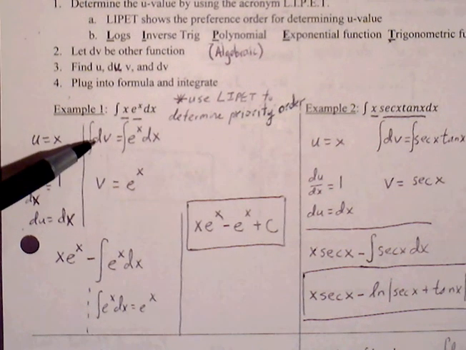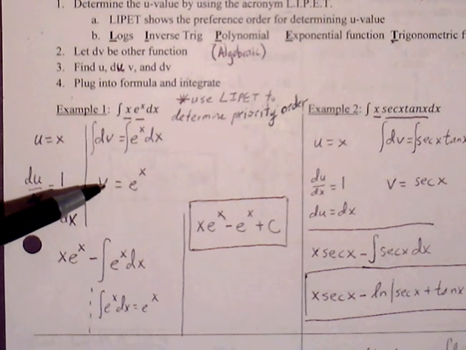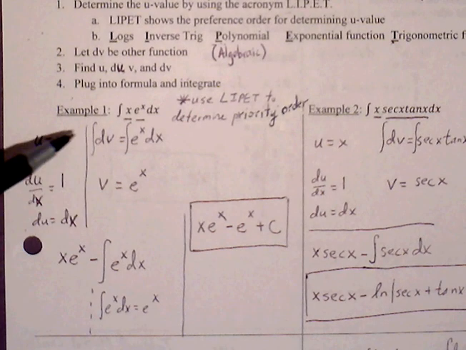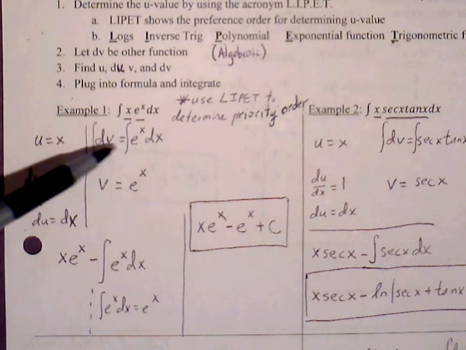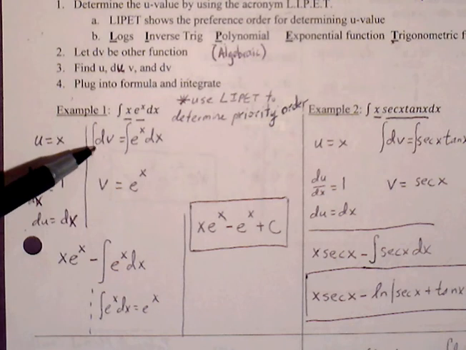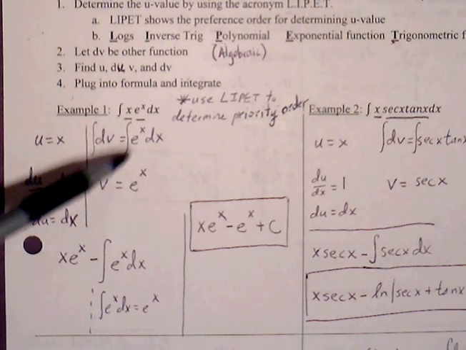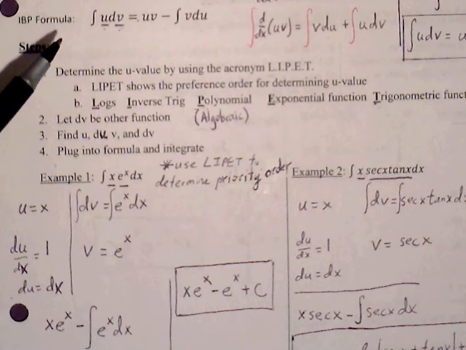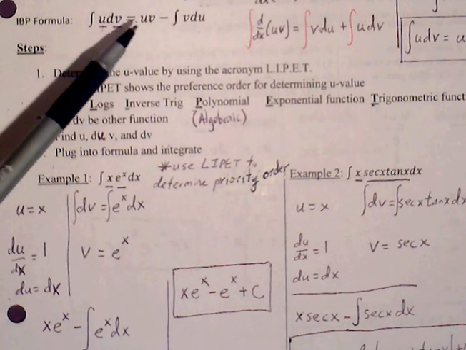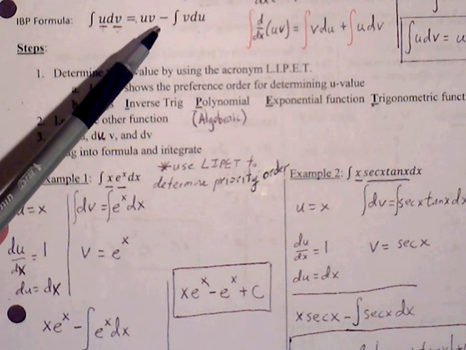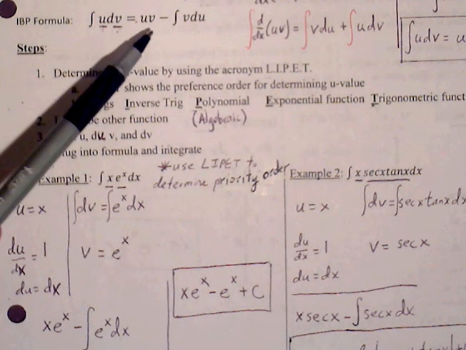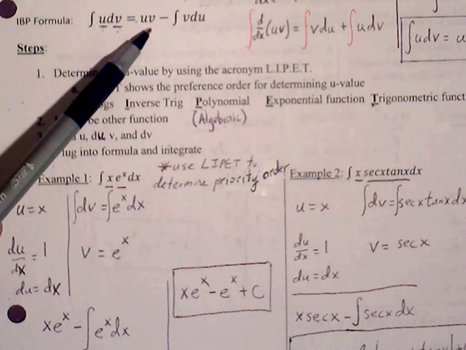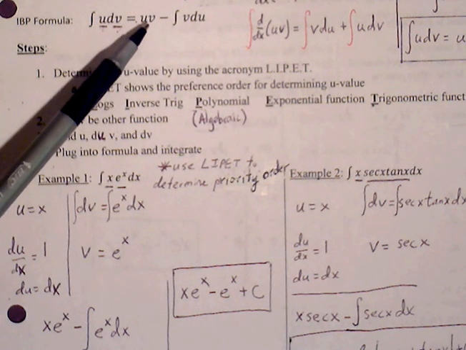To get from dv to v, we take the indefinite integral of both sides, which is like solving a differential equation. dv becomes v, and the integral of e to the x becomes e to the x. Now we have all four parts, and we can plug into our formula: u times v minus the integral of v times du. Our u and v values are x and e to the x.